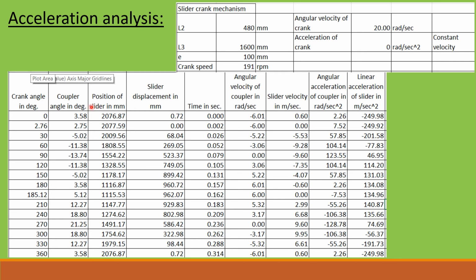that means angular velocity of crank is constant. So we plotted here crank angle in degrees from 0 to 360 at an interval of 30 degrees, and this 2.76 degrees and 185.12 degrees we have discussed in previous videos. And similarly coupler angle, position of slider displacement, time, angular velocity and slider velocity are also discussed in previous videos. Please check them. And angular acceleration of coupler and linear acceleration of slider are calculated based on previously discussed equations. In the next slides, let us see the plots.